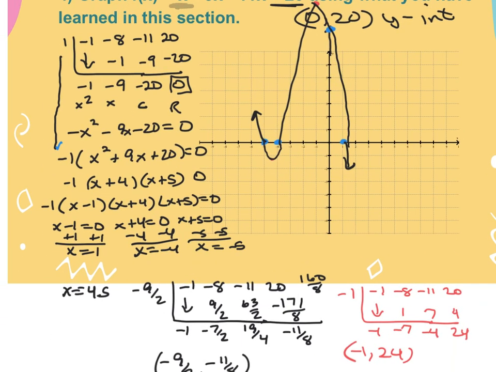Also, for each one of these zeros, the multiplicity is odd because each one only occurs one time. And notice at each one of the zeros, it crosses. It doesn't do a bounce or a touch and turn.